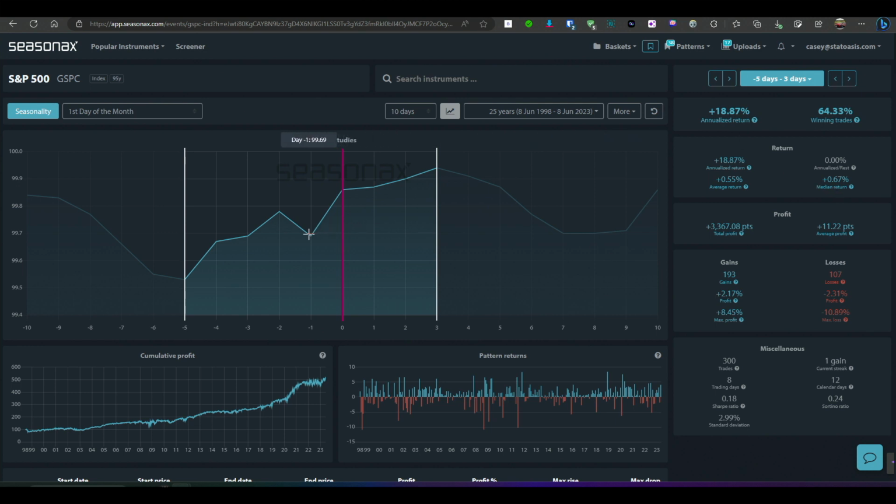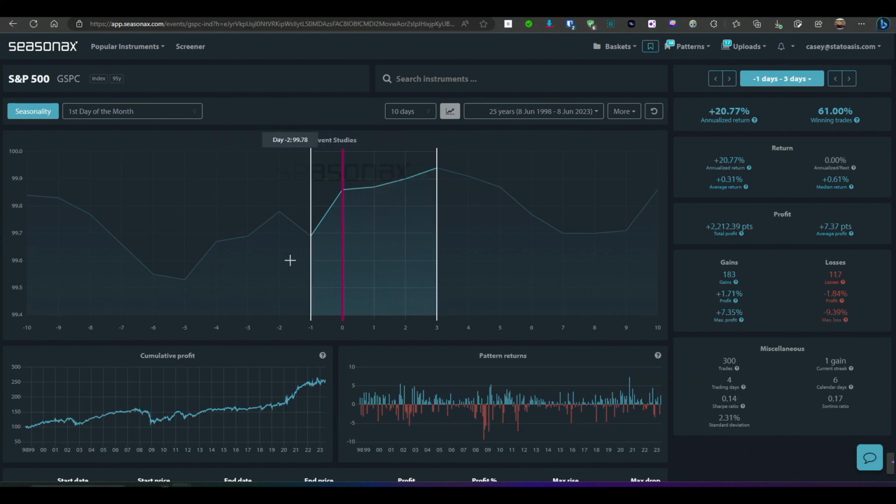Now I can try to squeeze this and see if we can make it better. So this is 1 day before end of the month and holding for 3 days, and we get almost the same but holding fewer days. So 61% win rate, annualized, and 0.61% median return.